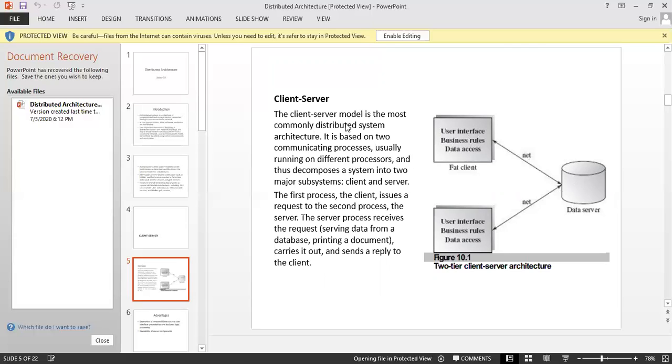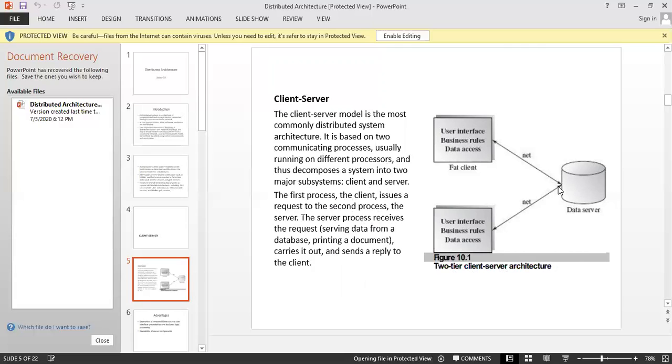The client-server model is the most commonly used distributed system architecture. It is based on two communicating processes, usually running on different processors, and thus decomposes the system into two major subsystems, client and server. The first process is the client that issues a request to the second process, the server, and the server process receives the request, carries it out, and sends a reply to the client. As I already said, client-server architecture is an example of two-tier architecture.